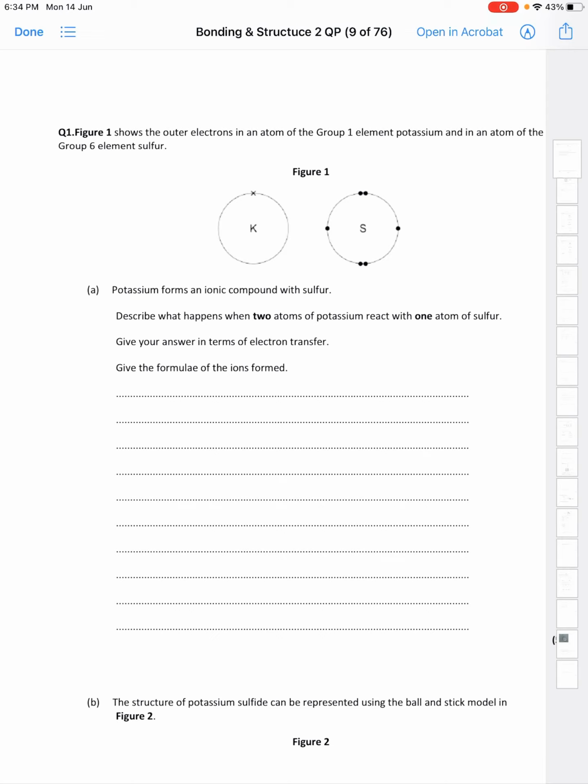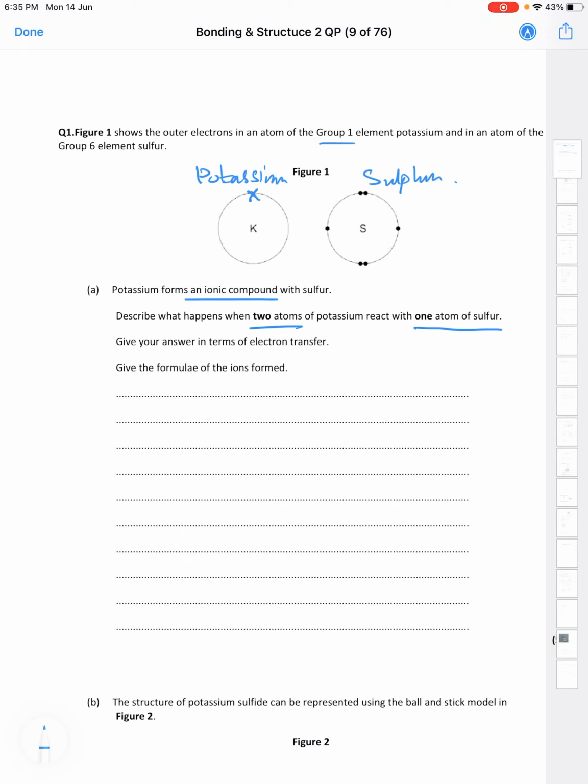So this figure shows the outer electrons in an atom of a group 1 element, potassium, and in an atom of a group 6 element, sulfur. So basically, this is the potassium, okay, and this is the sulfur. Potassium is in group 1, that's why it has 1 electron in the outer shell. Sulfur is in group 6, you will notice it has 6 electrons in the outer shell. Now, potassium forms an ionic compound with sulfur. Describe what happens when 2 atoms of potassium react with 1 atom of sulfur.